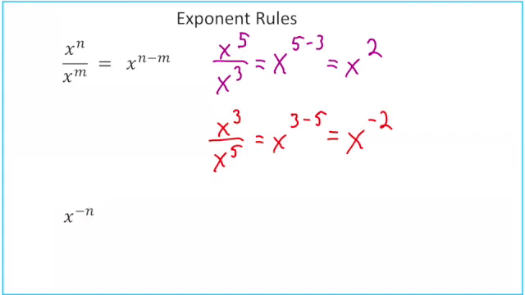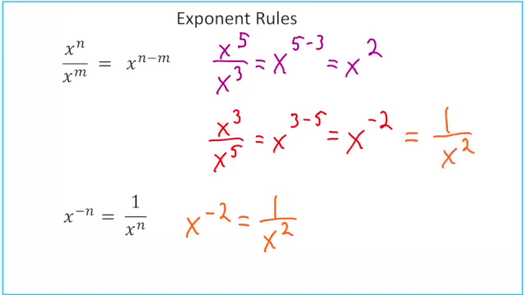So we have another rule, x to the negative n. What do we do with these negative exponents? Well, it turns out if you have x to the negative n, that's equal to 1 over x to the n. So to make the negative positive, you just make a fraction out of it. So if we have x to the negative 2, that can be 1 over x squared. And now we can go ahead and finish our previous problem.